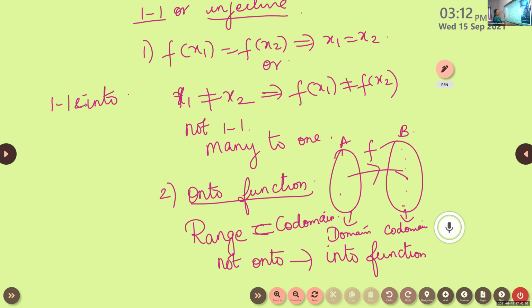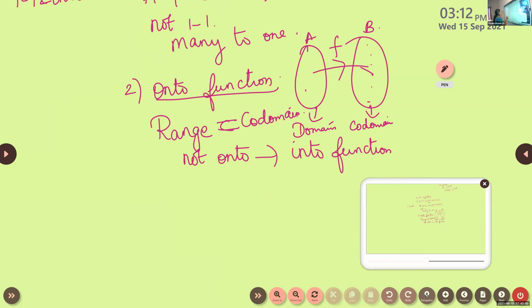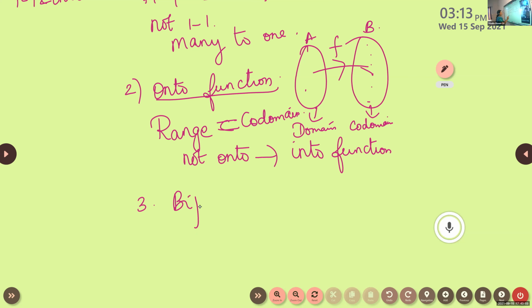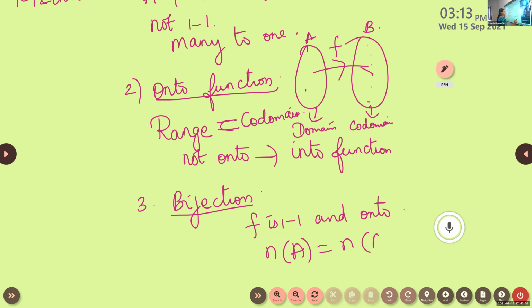Now the next point is bijection. What is meant by bijection? Bijection means f is one-one and onto. If the function is both one-one and onto, it is called a bijection. So if it is one-one and onto, the number of elements in the domain will be the same as the number of elements in the codomain.